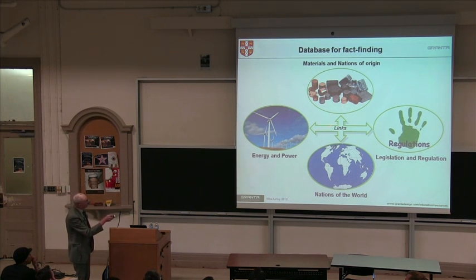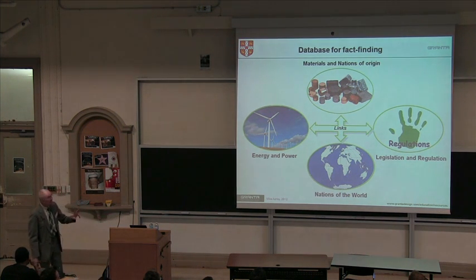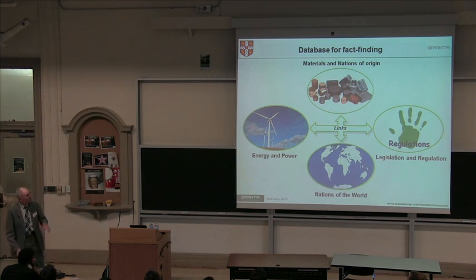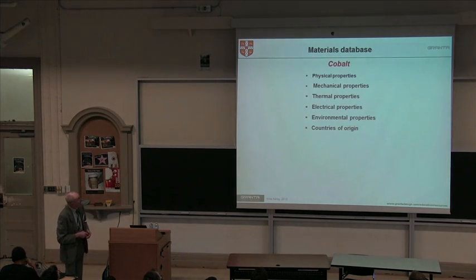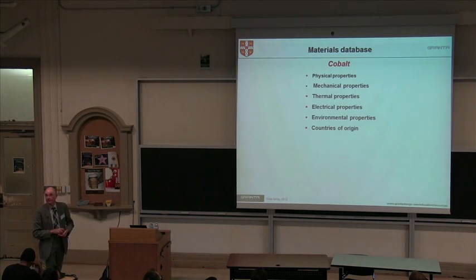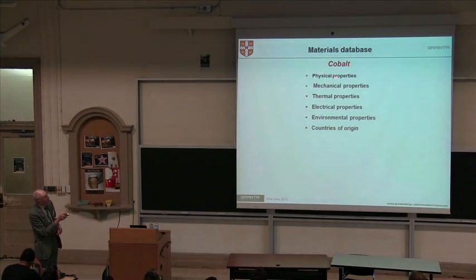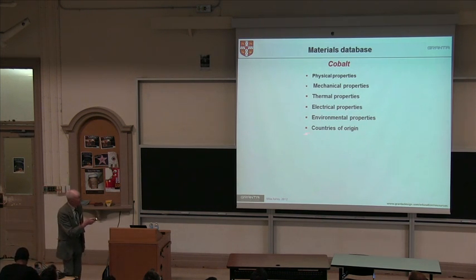Similarly, materials are linked to energy, and they're linked to the legislation that relates to that energy. I'm just going to show you two bits of records, one from this data table and one from that data table, to show you the sort of content. But as I say, the database is available and it runs in the system you've got. Here is a record for cobalt. It's got data for physical properties like density and mechanical properties like yield strength, and thermal properties, electrical, environmental properties like embodied energy and CO2 footprint, and countries of origin.